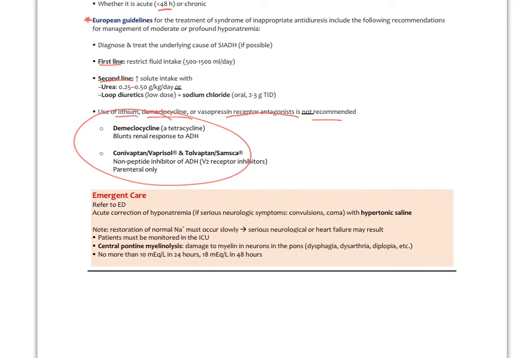Emergent care, again, you're not going to be doing this in your practices, but you're going to refer to the emergency department, and this is going to be correction of severe neurological symptoms with hypertonic saline. But we have to really be careful about infusing that very slowly, no more than 10 milliequivalents per liter in 24 hours. The patients have to be monitored in the ICU because of the risk of central pontine myelinolysis. And this can destroy neurons in the pons, leading to motor tract outflow problems, but also dysarthria, dysphagia, diplopia, etc.